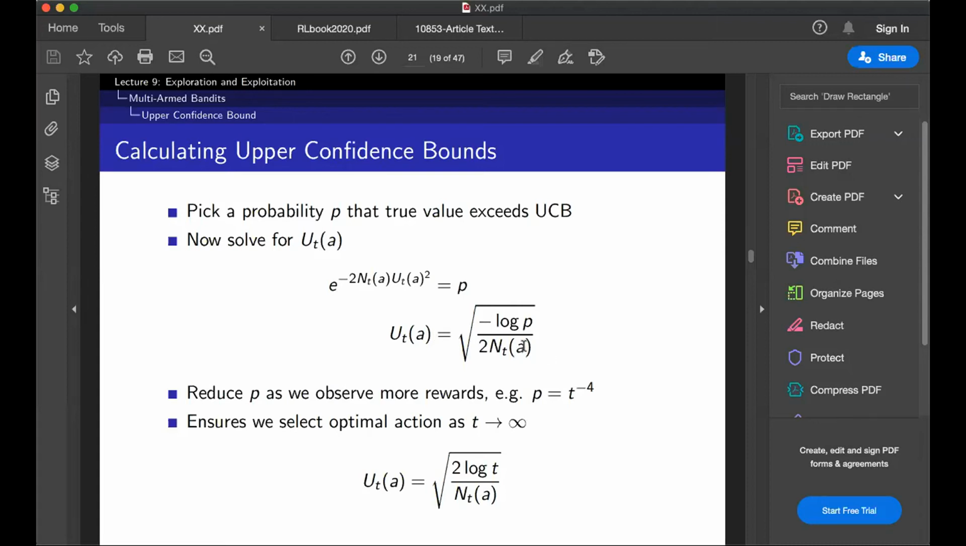If you've not pulled any arm, this value is essentially an infinite bonus because NT is 0. So you are forced to pick every single arm. So you're exploring systematically. Once you've pulled something once, this bonus term is still very high. As you keep pulling that arm more times, the bonus term keeps going down.